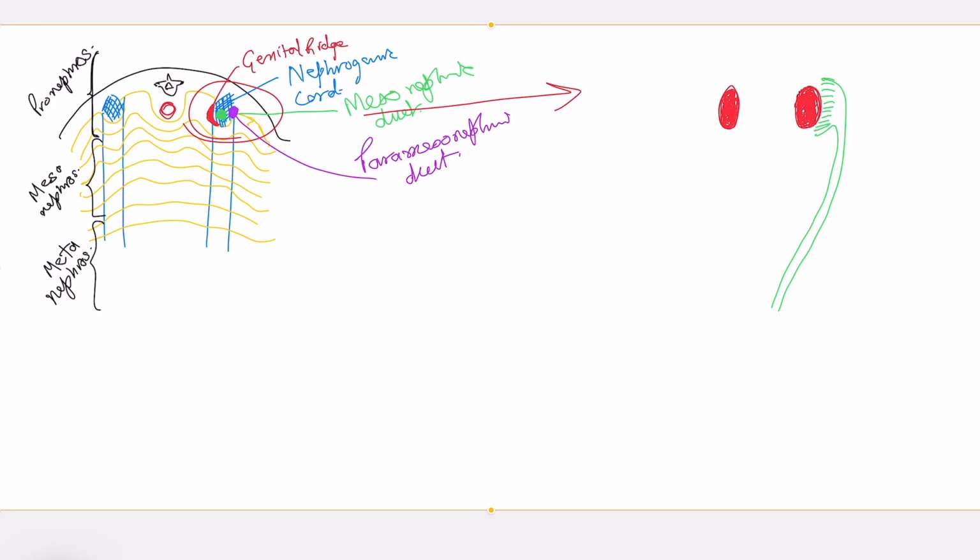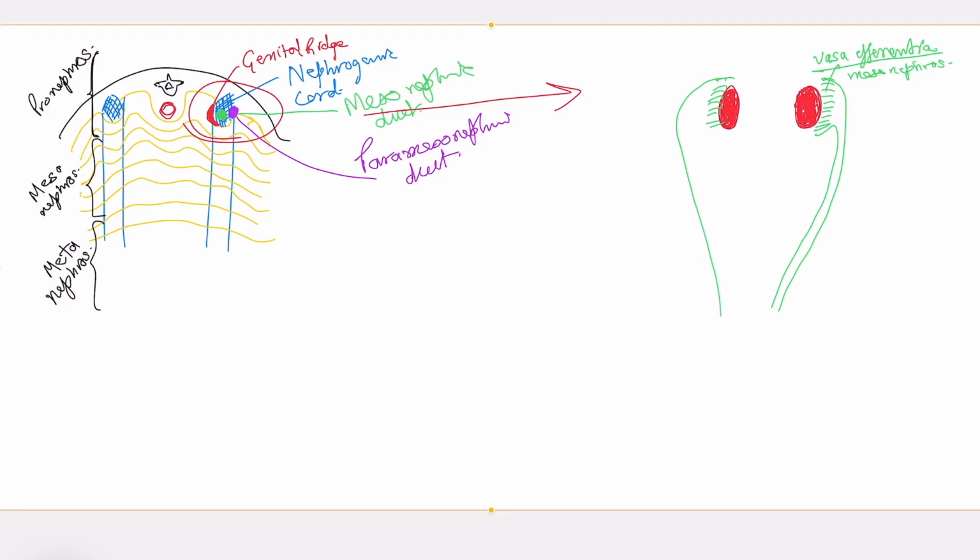And in the region of the mesonephros, they later do not form the nephrons. Rather, they form the vasa efferentia in males, which you can see here. In case they ask what is developed from the mesonephros, this is it, and this will be happening on both sides.